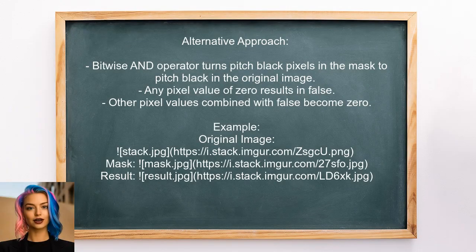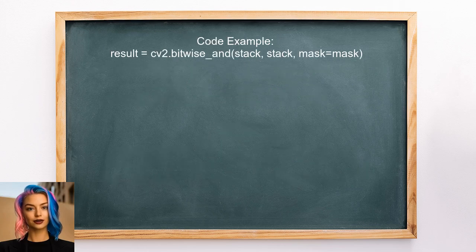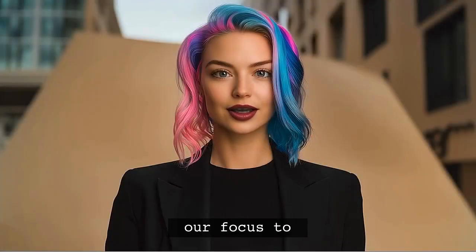According to another user, the bitwise and operator in OpenCV works by turning pitch black pixels in the mask into pitch black pixels in the original image. They explain that any pixel value of 0, which represents pitch black, will result in a false condition. Therefore, any other pixel value combined with false will also become 0. Now let's shift our focus to a different response.